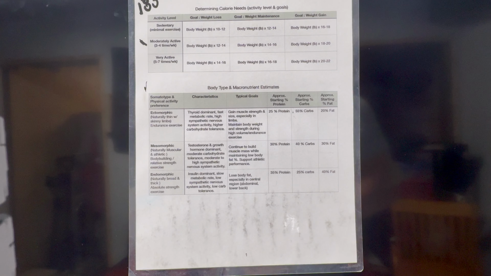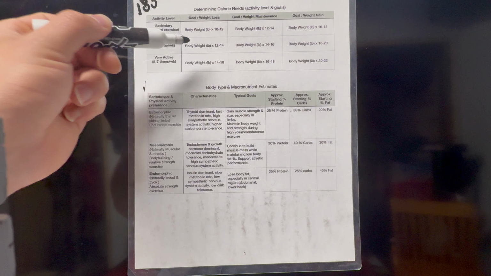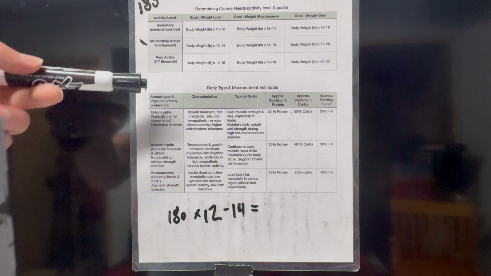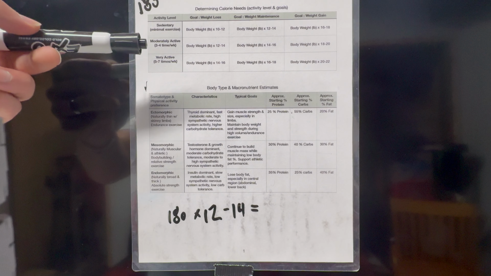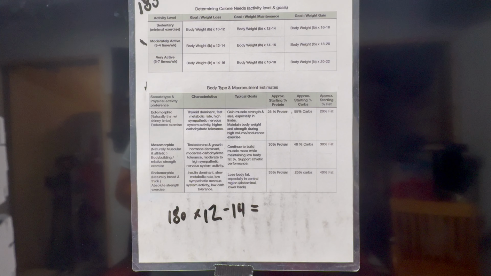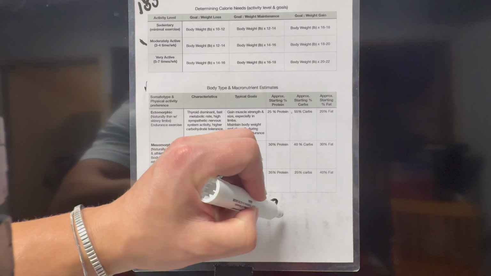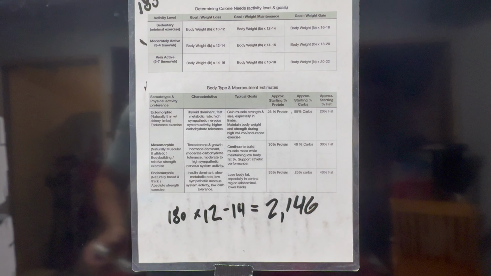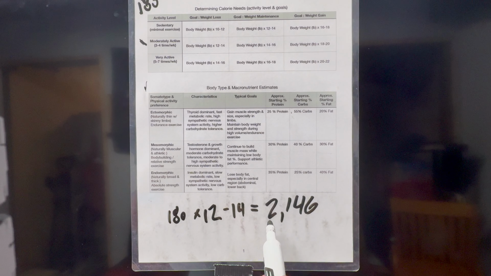So those are gonna be important when we get down to it, but let's figure out where to start calories at right now. Going off of myself, 180, I'm gonna go off of this. So I've got 180. Now I'm going off of this moderately active equation. So body weight times 12, which is gonna be 2,160. Now I'm gonna minus 14 from that, which is gonna give me 2,146. So that is gonna be my starting calorie total for beginning my weight loss journey, okay?